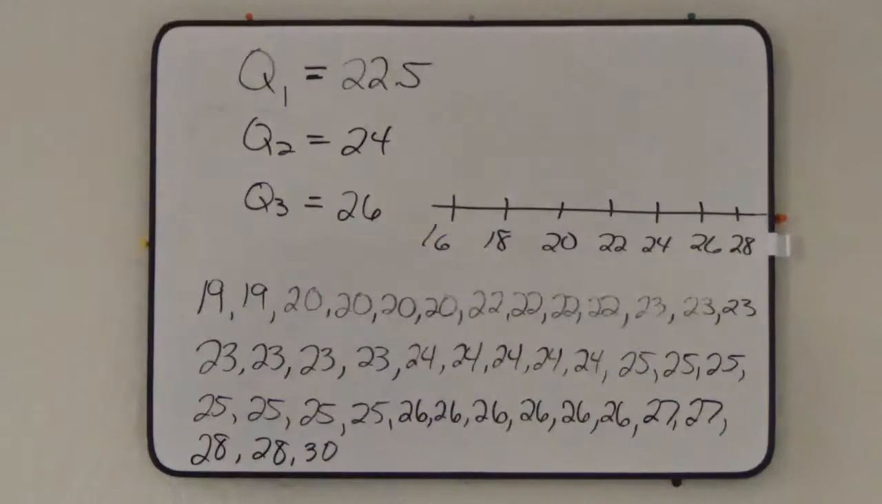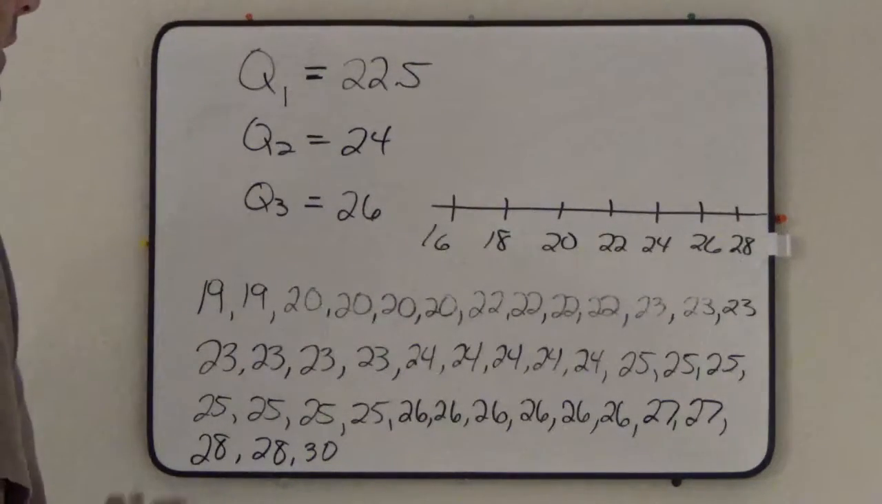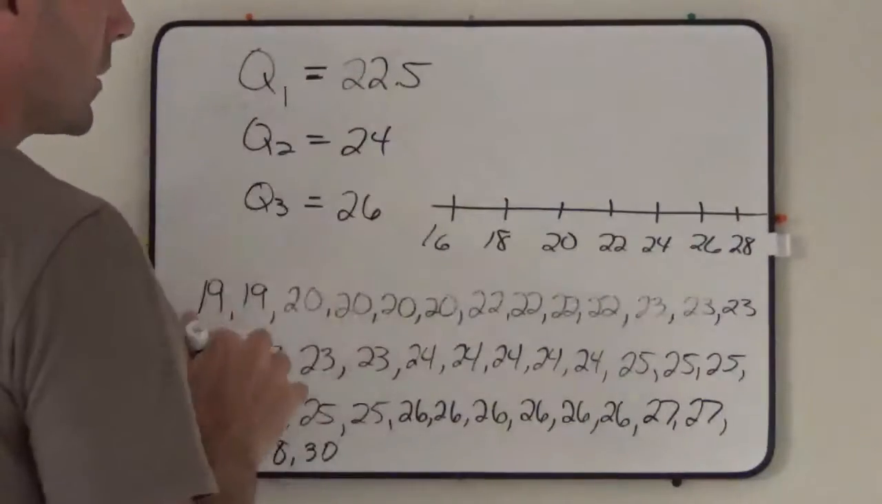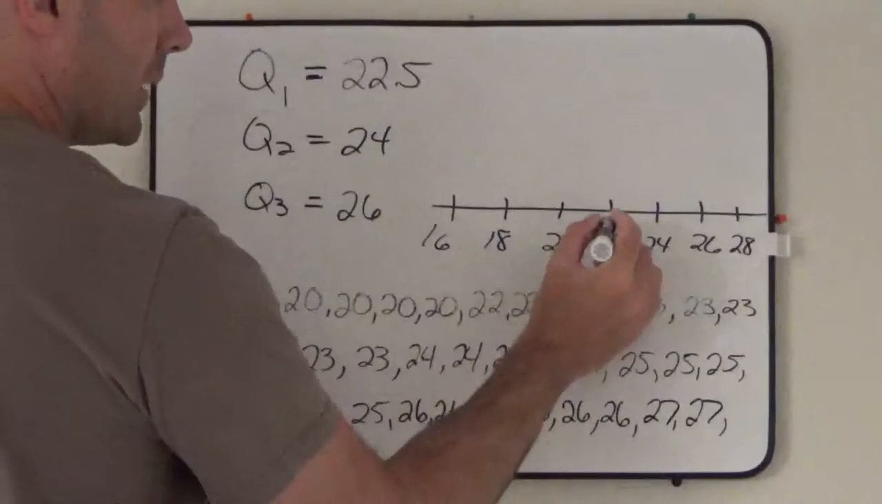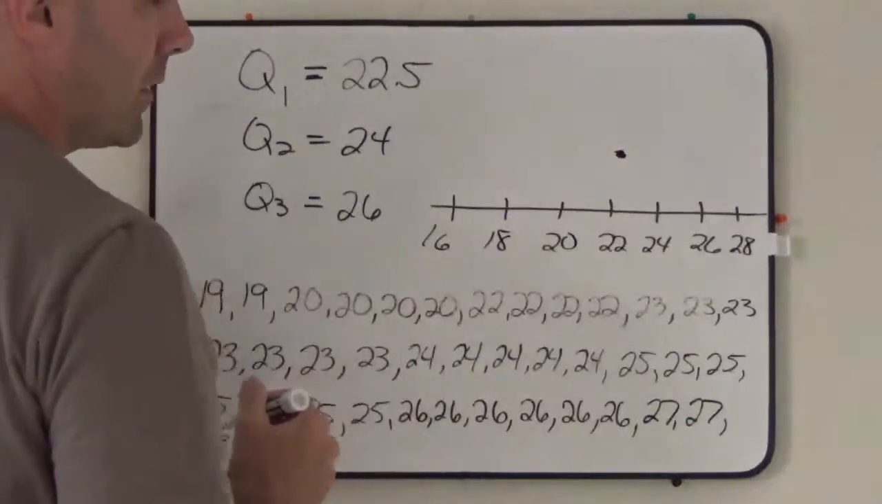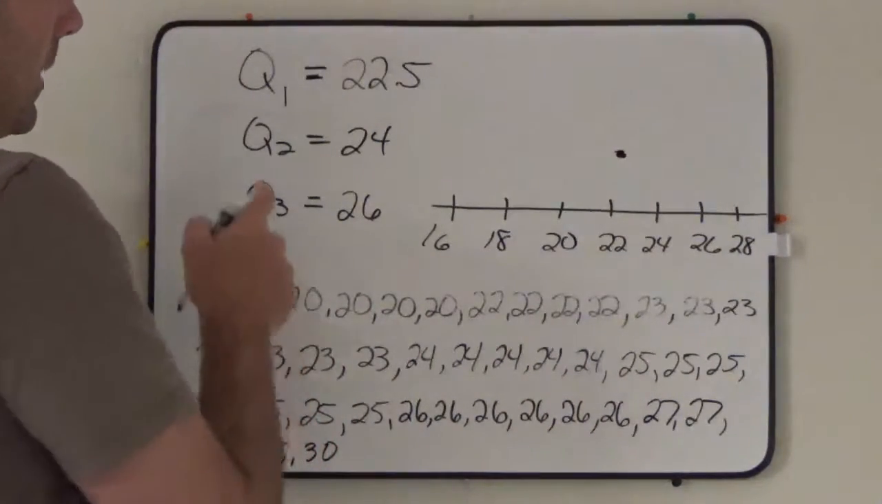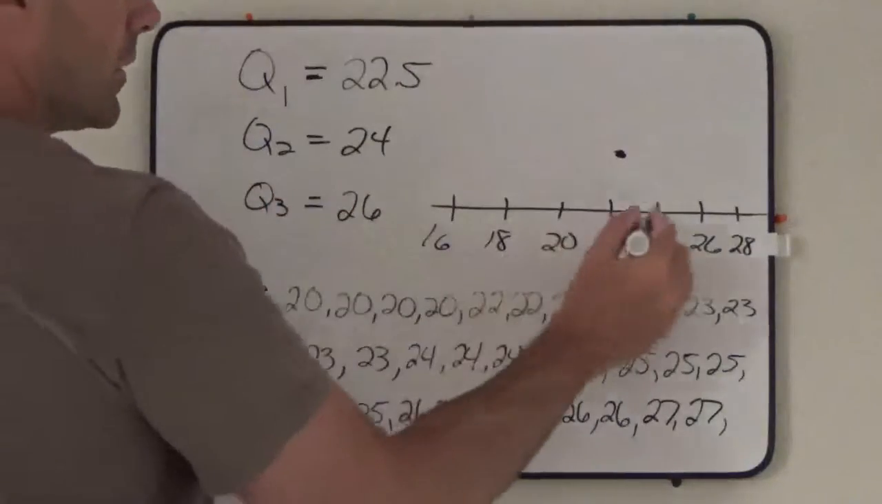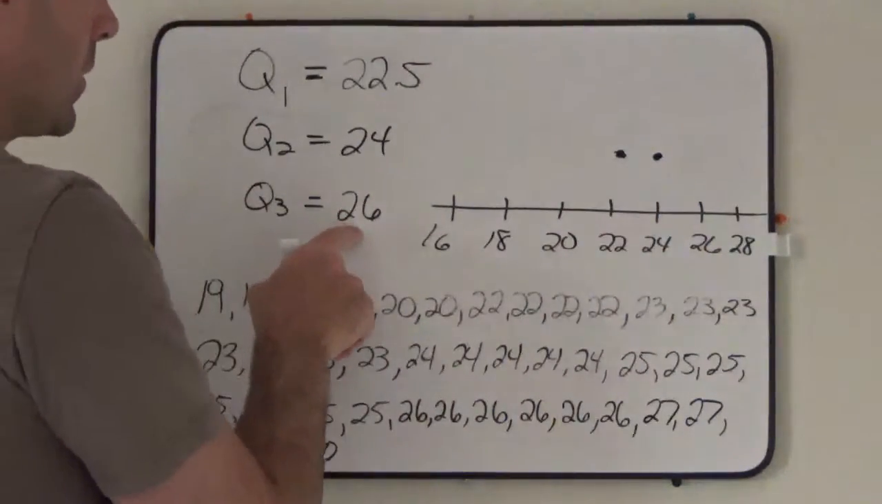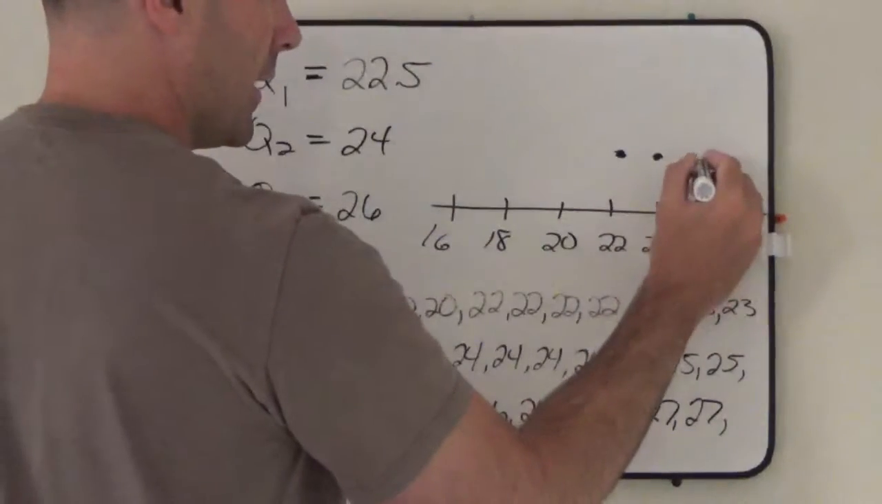Okay? Now, I should have written 30. It's my fault for not saving enough room. So what I'm going to do is this. I'm going to put a mark above quartile 1, which is 22.5. 22.5 would be right around there. Okay? I'm going to put another mark at quartile 2, which is 24, right there. I'm going to put another mark at quartile 3, which is 26, right there.